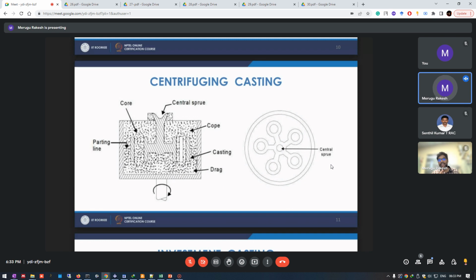So in this we can easily produce axisymmetric parts as well as this type of different structures with ease, which will be difficult if you are using pressure die casting or permanent mold casting or sand castings. So that is what this centrifugal casting is different from the other casting. So in that way we can remember this type of castings.